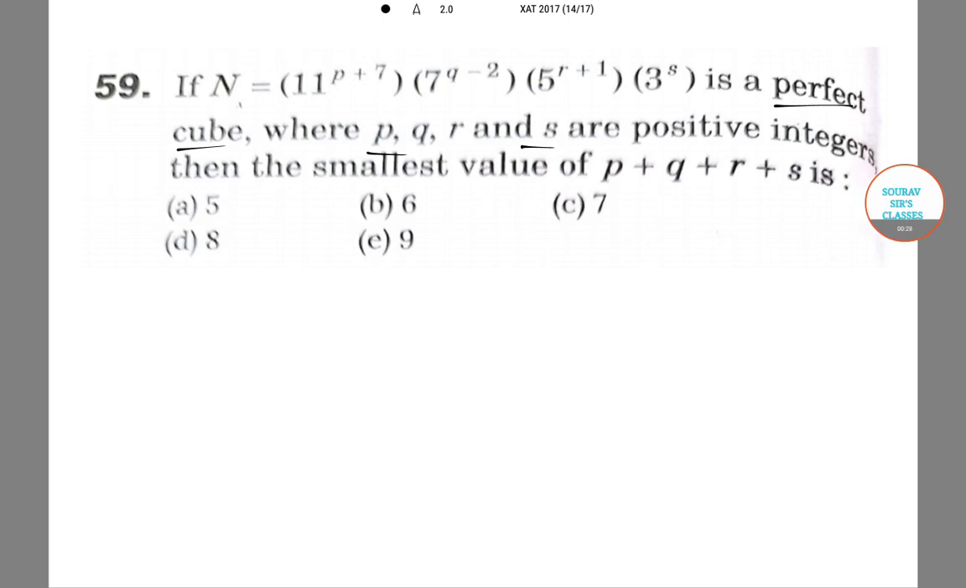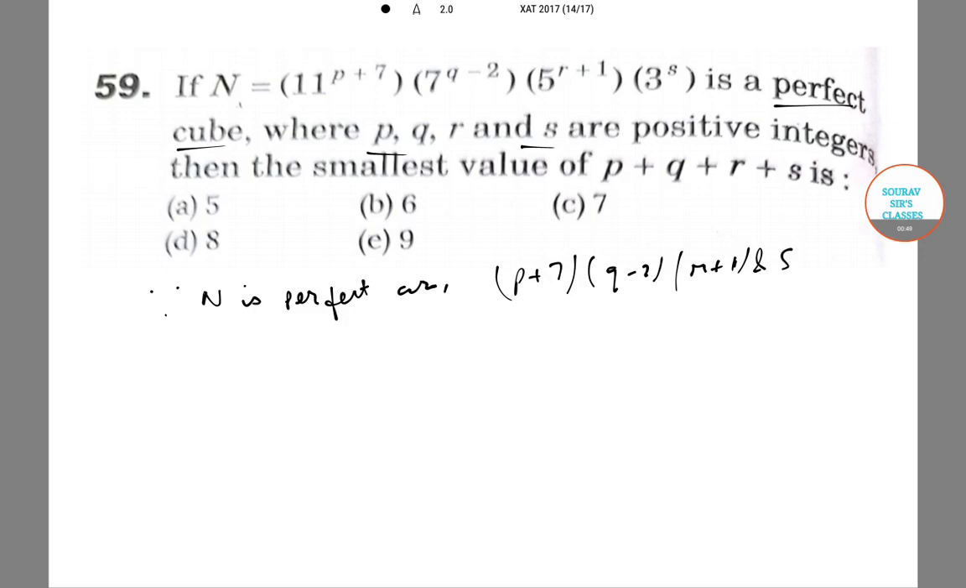Now, since n is a perfect cube, then p plus 7 into q minus 2 into r plus 1 and s should be divisible by 3, since 11, 7, 5 and 3 are all prime numbers.